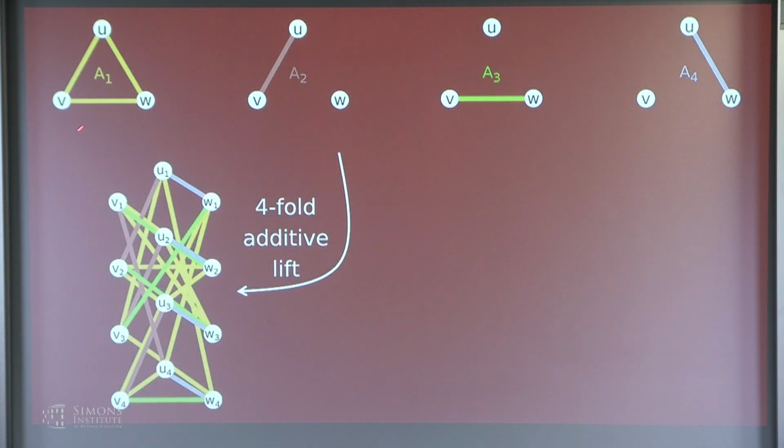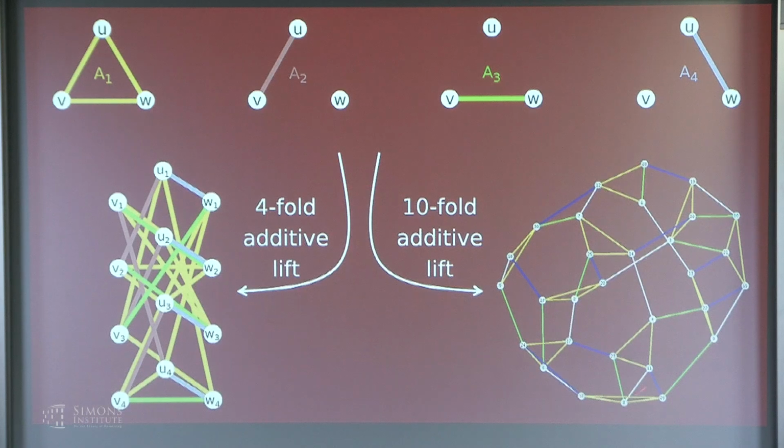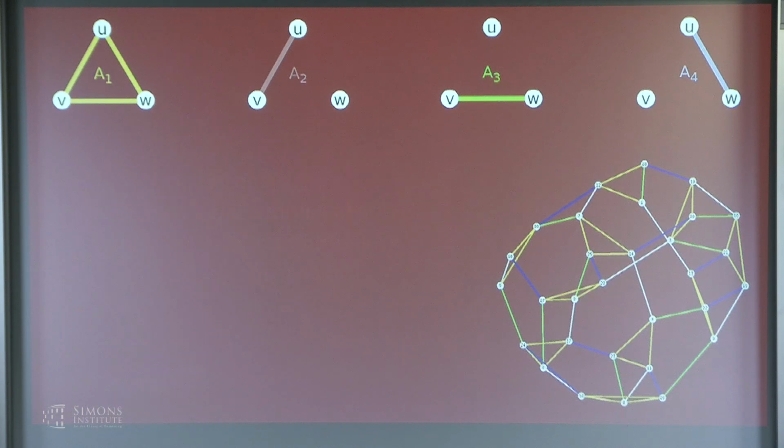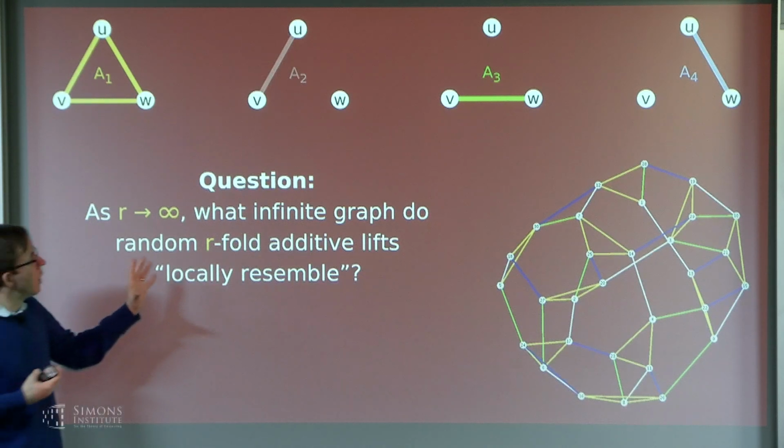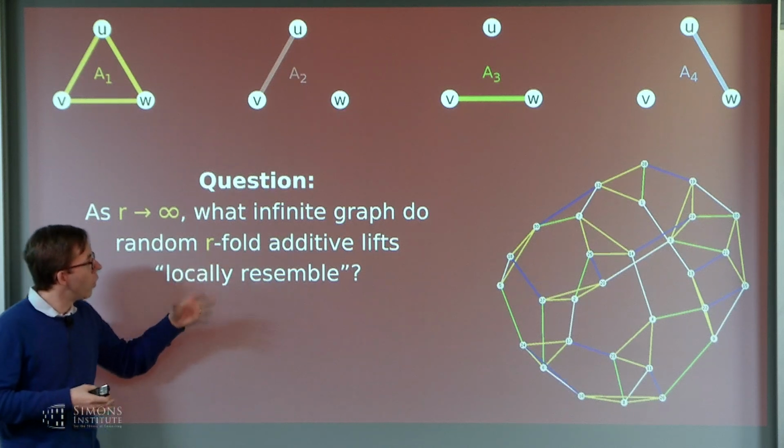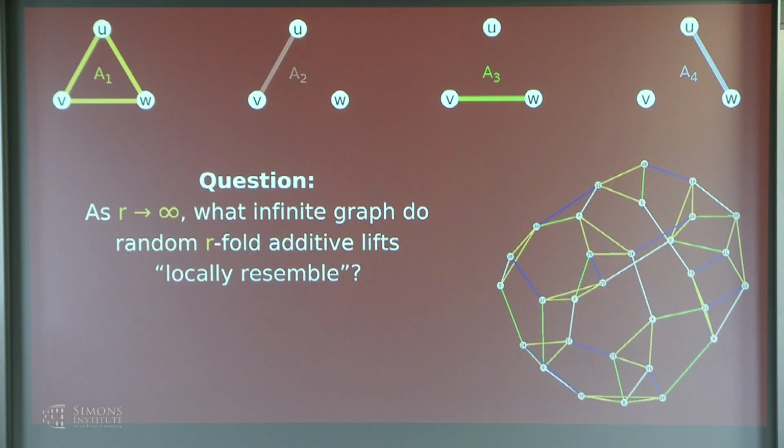Okay, so again, here's my running example of 4 atoms. And if I do a 4-fold additive lift, it might look like this. And if I did a 10-fold additive lift, it might look like this. And what if I do a 1,000,000-fold additive lift? What will the graph look like? Well, in fact, I want to ask, as r goes to infinity, what infinite graph does an r-fold additive lift locally resemble? You can imagine it, right?